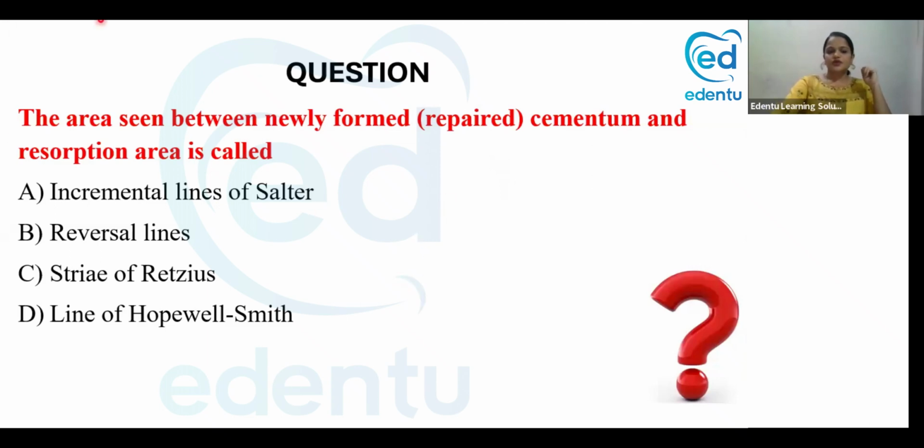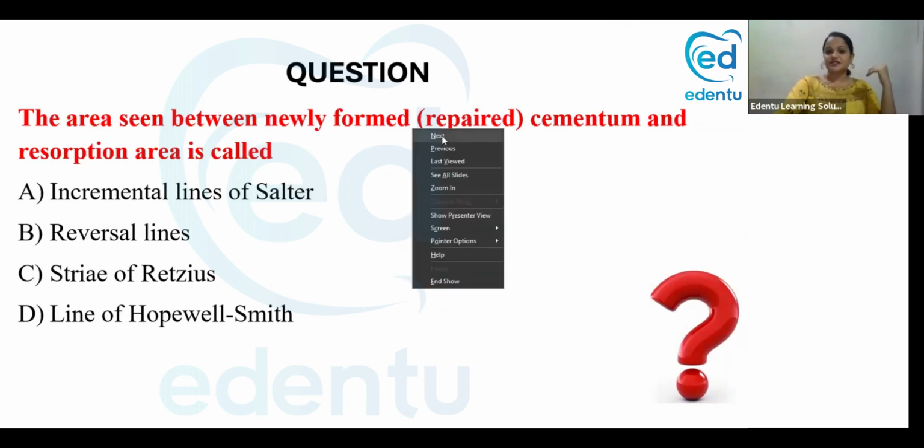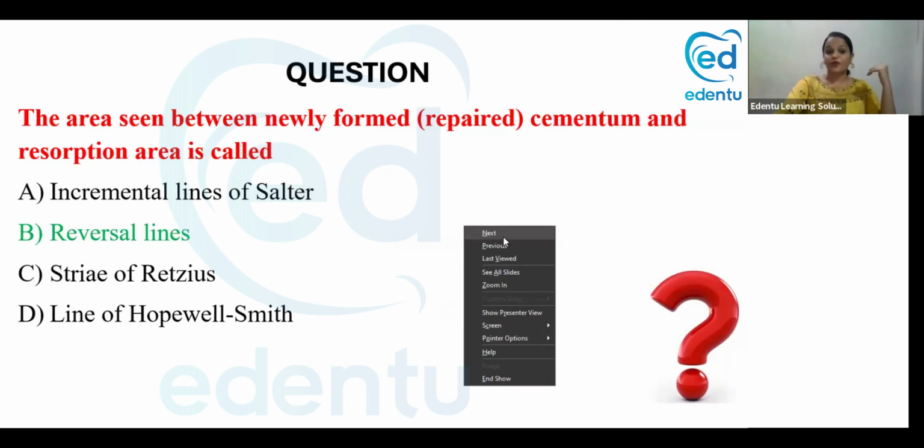Okay. The one thing you have to remember here is that cementum is very similar to bone. In a bone, if there is some resorption happening and then deposition, the area between the newly formed bone and the previous bone is called, yes, Dr. Aishwarya, the reversal line. The structure of cementum is very similar to bone. Here also, the line seen between the repaired cementum and the resorbed area is called the reversal line. I'll tell you what the line of Opal-Smith is also.